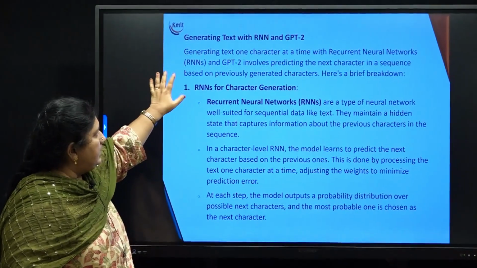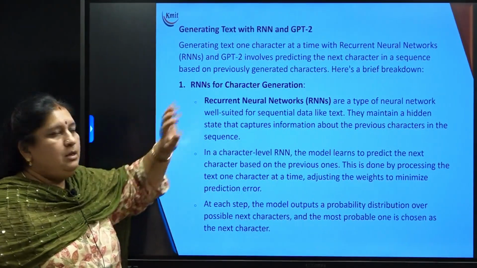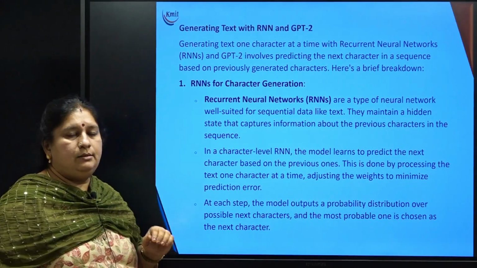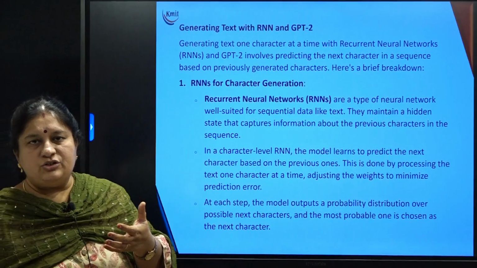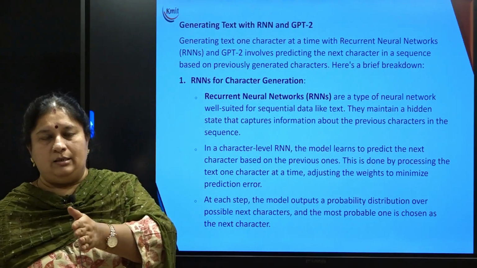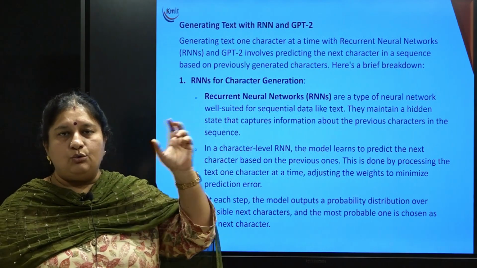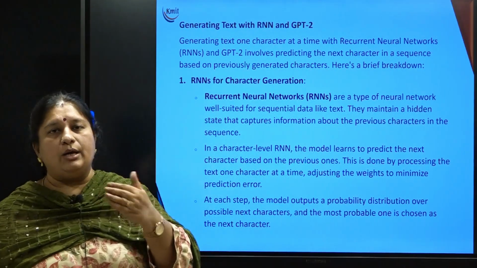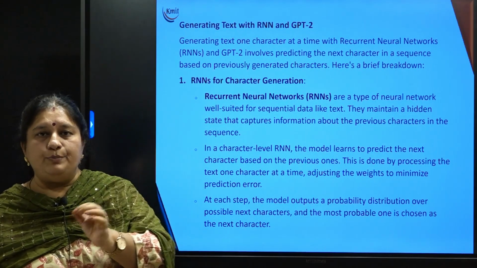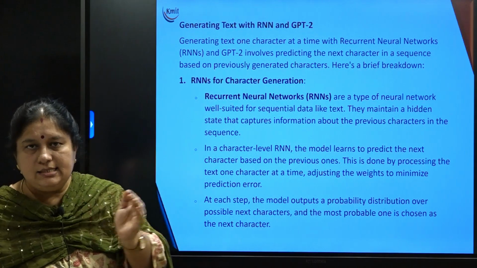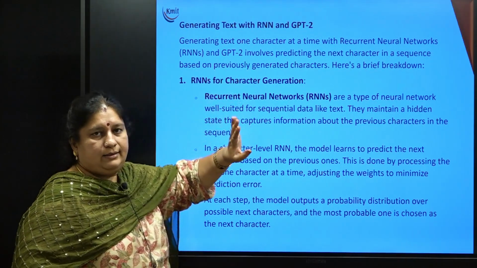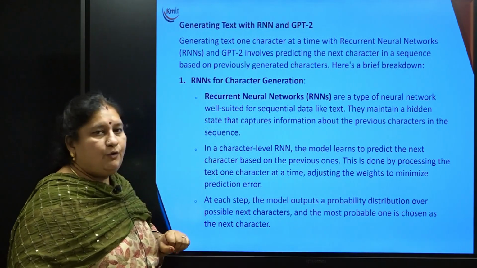So generating the text one character at a time using RNN and GPT-2 involves, what is the application of text generation? We are trying to predict the next token. In the previous sessions the token was a word, here the next token is our character. So here text generation means we are going to predict the next character in the sequence based on previously generated characters. So what is the process involved in this?